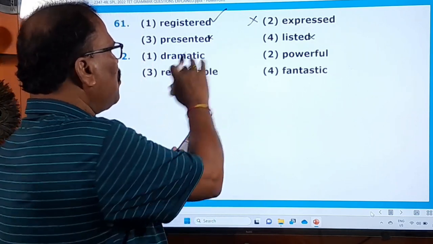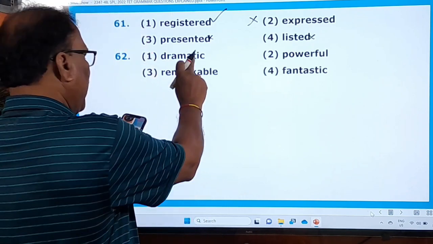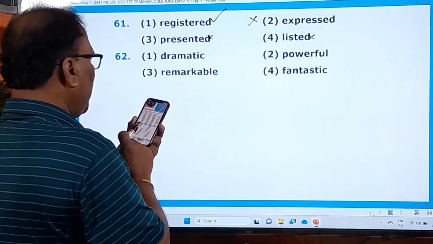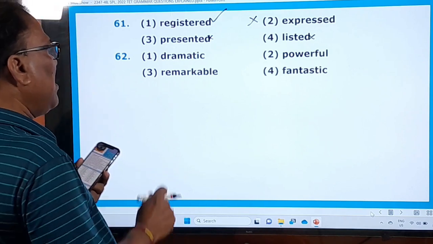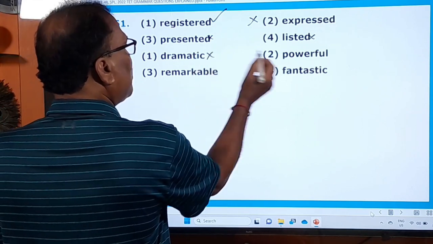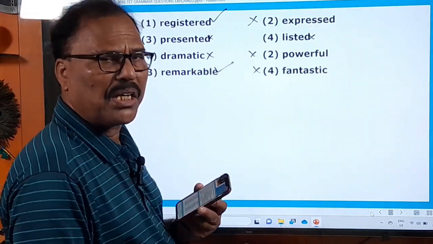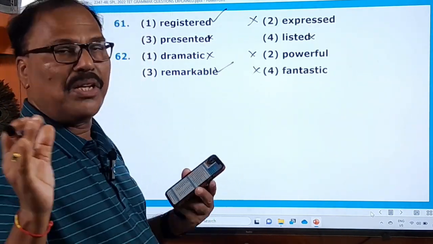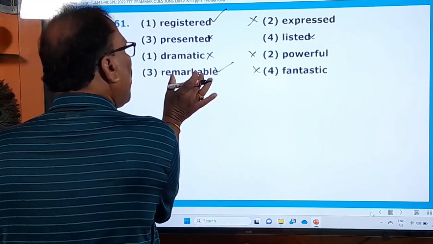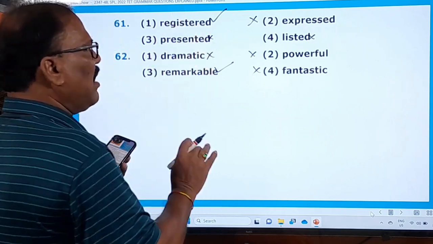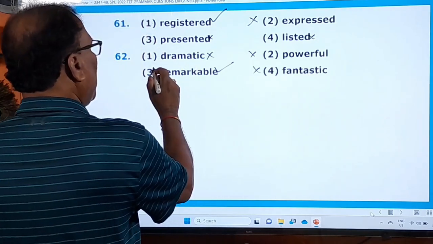Now, which word is suitable in this blank? A dash number of trees. Do you say a dramatic number of trees, or powerful number of trees, or remarkable number of trees, or fantastic number of trees? You cannot say dramatic number, you cannot say powerful, also you cannot say fantastic. You can say remarkable number of. Remarkable means unusual, amazing number of trees, extraordinary number of trees. So this remarkable will fit in that blank, and therefore the other three words are wrong and only this one is the right one.